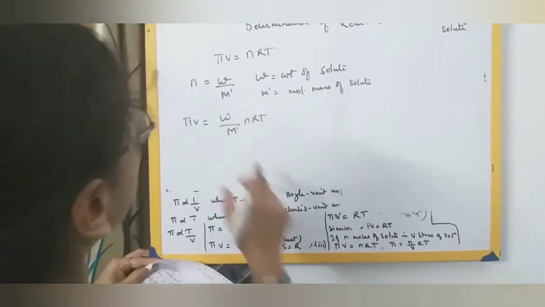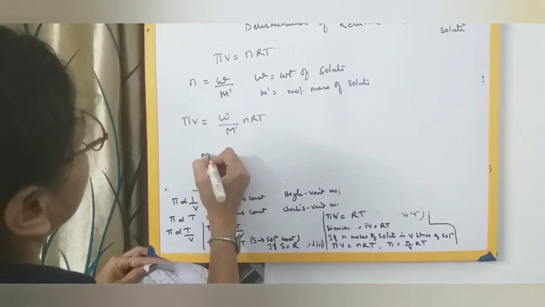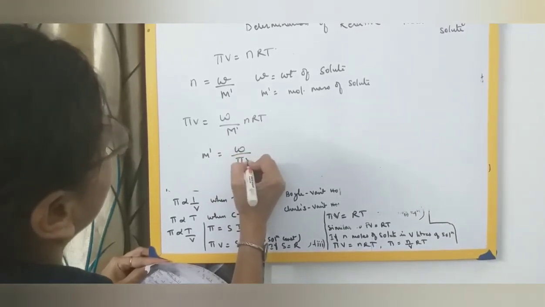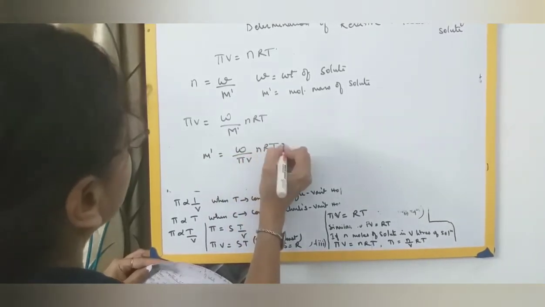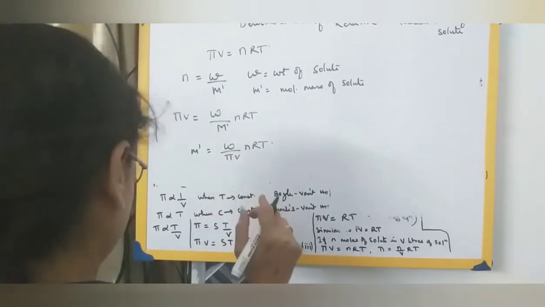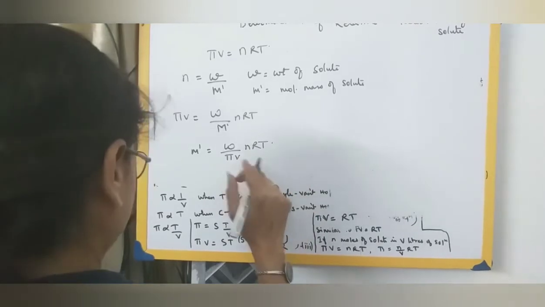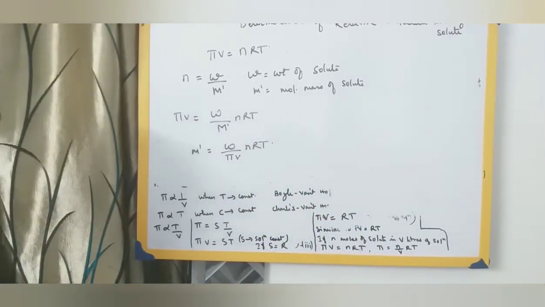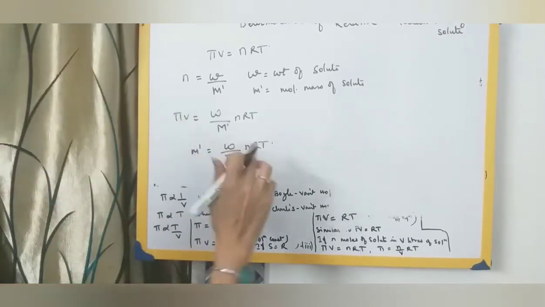Okay, so here we bring this M' over here, that is, M' is equal to wRT upon πV. Sorry, I made a mistake.